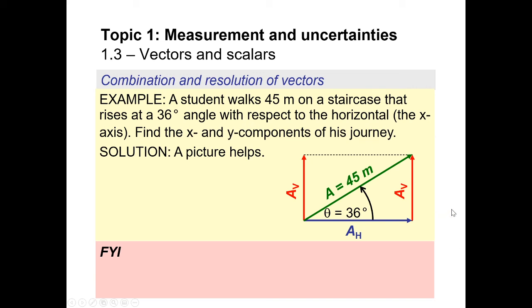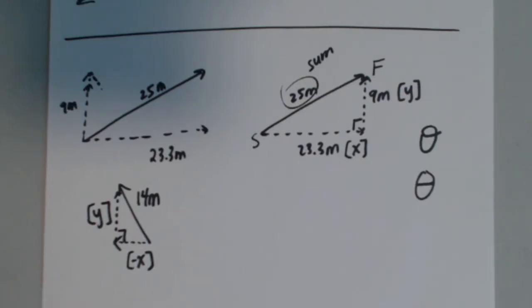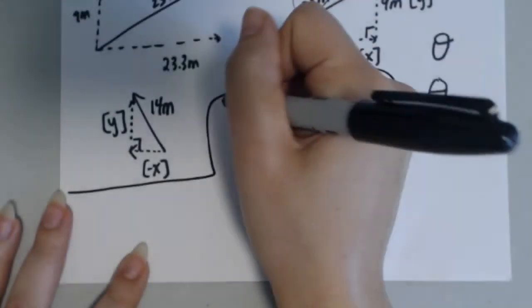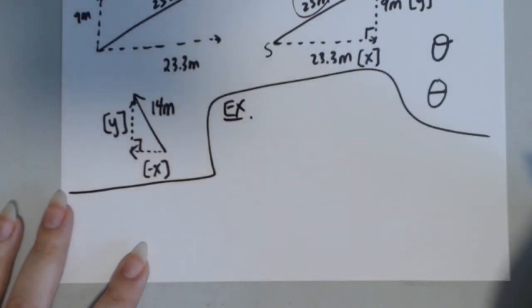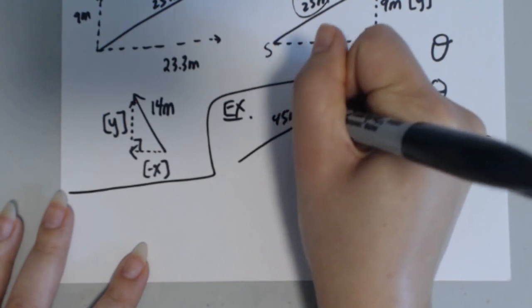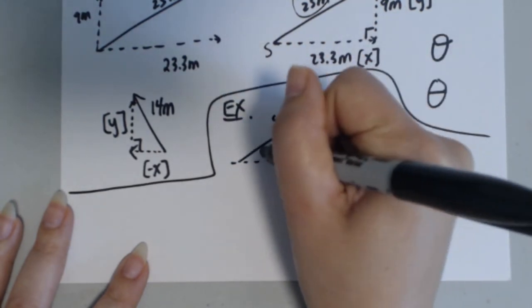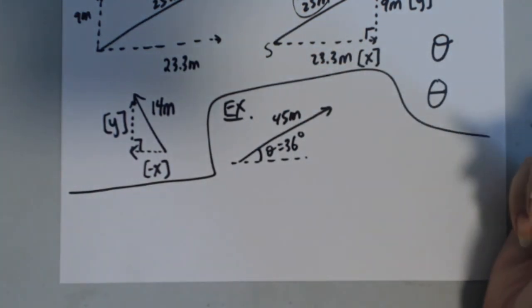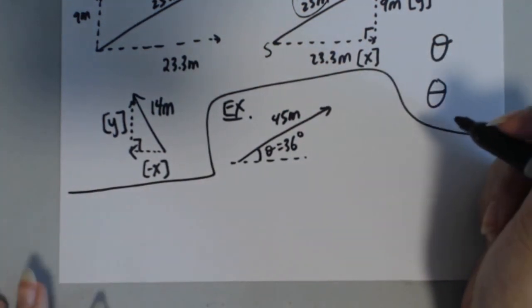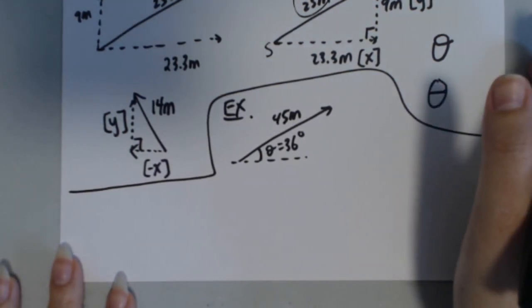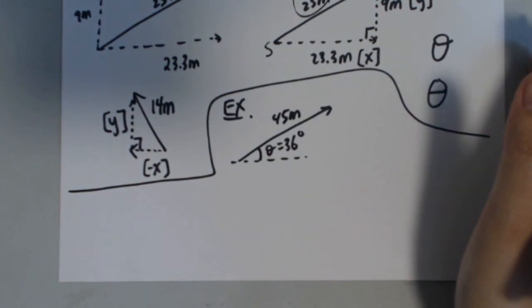All right, so let's go to the sheet here. Let me just try to fit this here because it is the last example. Okay, 45 meters on a staircase, and it's at an angle of 36 degrees with respect to the horizontal. So theta is equal to 36 degrees. We have to find the x and y components. Notice that in the solution, the first line that you actually see on the slide says a picture helps. I'm going to be telling you this over and over again.